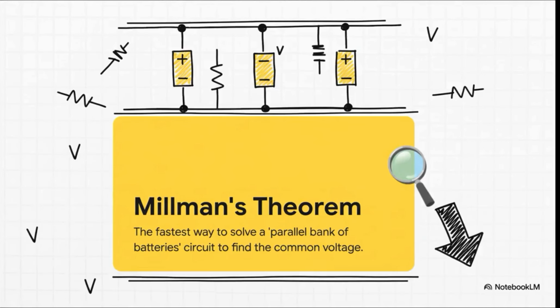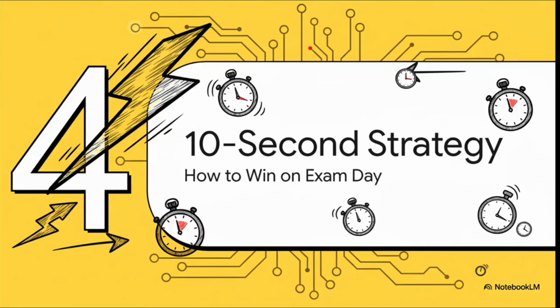And finally, we have the most specialized tool of all, Millman's theorem. There's a very specific visual cue for this one. If your circuit looks like a parallel bank of batteries, and what I mean is multiple branches, each one with a voltage source and a resistor, all connected between the same 2 points, then Millman's is your weapon. It gives you that common voltage across all those branches almost instantly, letting you sidestep a bunch of messy equations entirely.